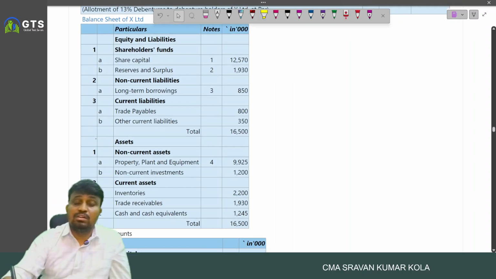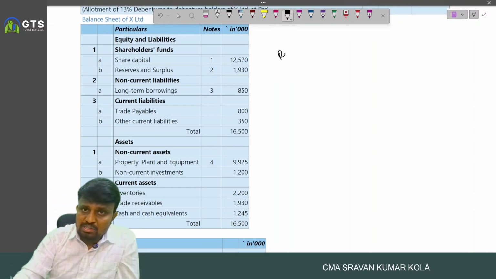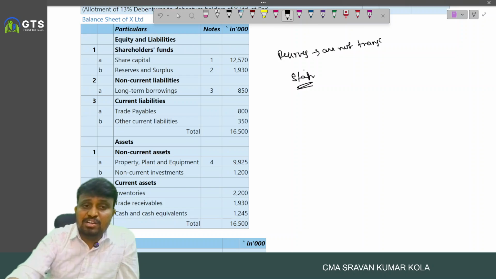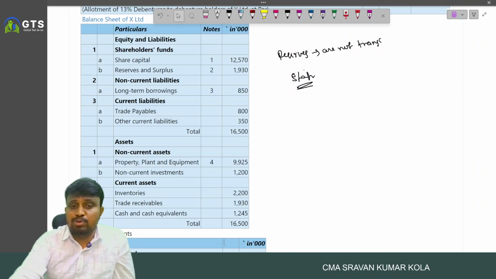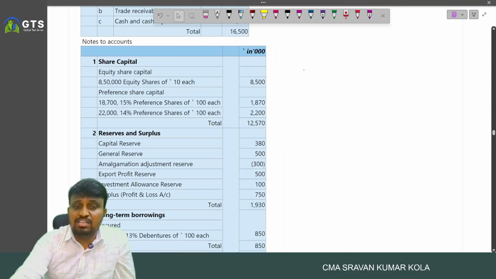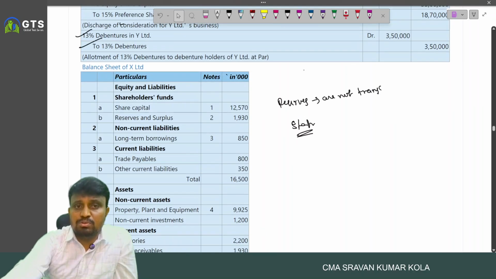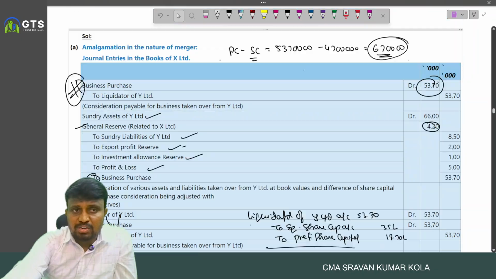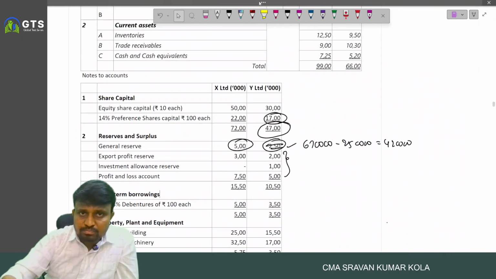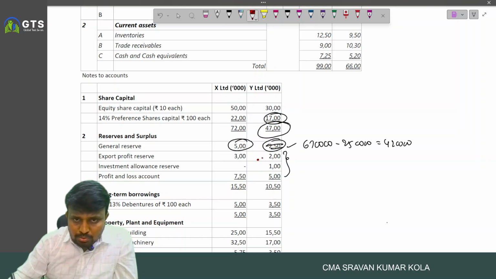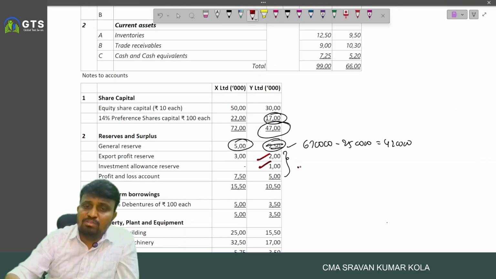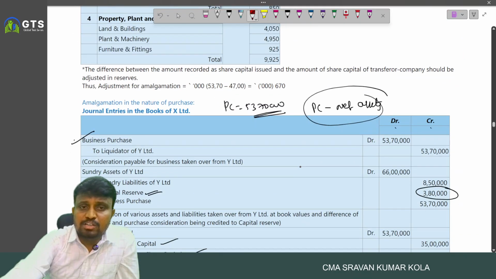So here, first of all, reserves are not transferred, except statutory reserves. What are the statutory reserves we have? Here export profit reserve is there, and another thing is investment allowance reserve. Those are the statutory reserves, the two reserves we have to consider. So here, what is the export profit reserve? 2 lakhs, and the investment allowance reserve 1 lakh. The two reserves we have to incorporate.